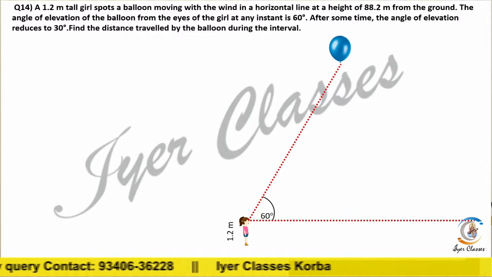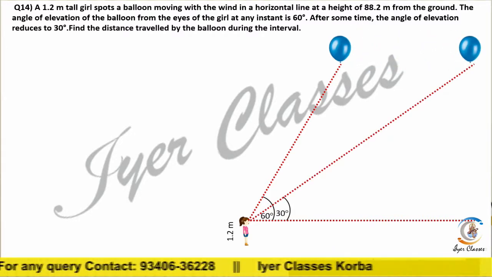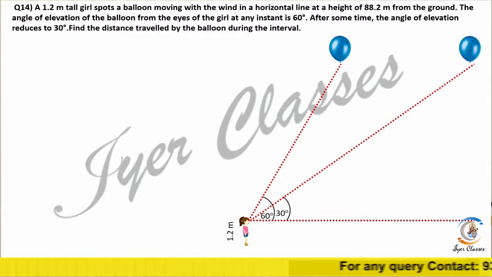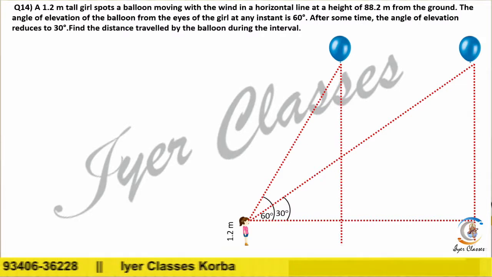Now, after some time, the angle of elevation reduces to 30 degrees. From the same point she is observing the same balloon, the balloon has moved forward and the angle of elevation is now 30 degrees. Now you are supposed to find out the distance which is travelled by the balloon during this interval. Now we are going to do the solution for this.